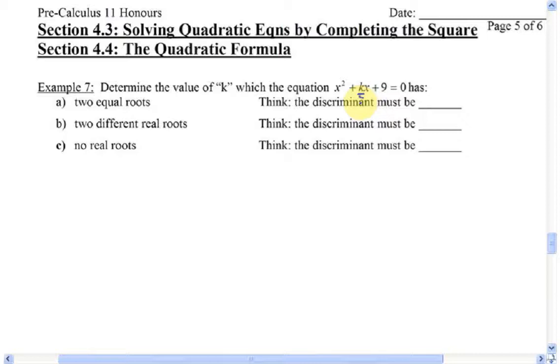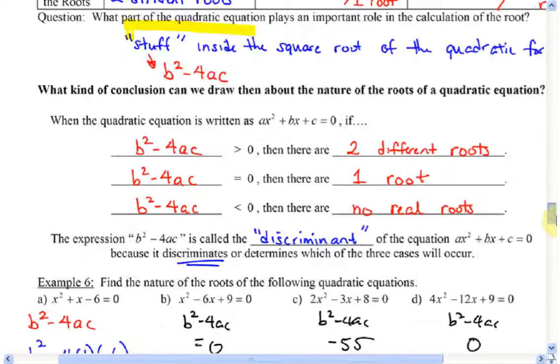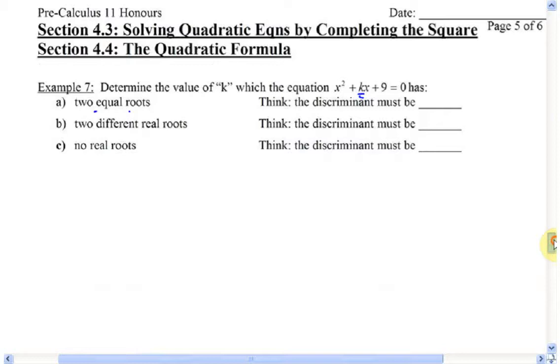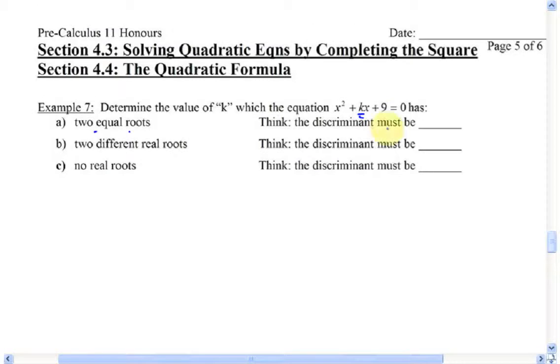Now, let's see how we can do a question like this, and let's employ the idea of the discriminant to help us out. For two equal roots, what must the discriminant be? Hold on. Vincent wants me to go back. Which one, Vincent? D? Is it zero? I think it's zero. Check your work, man. Okay, back to here. Two equal roots. The discriminant must be what? Hint: that's one root. It must be equal to zero.